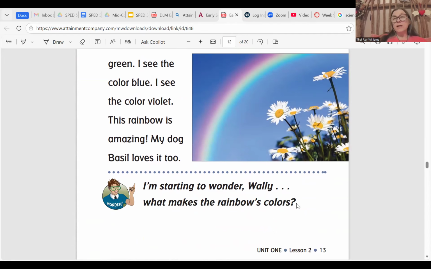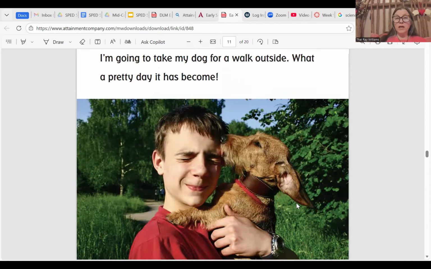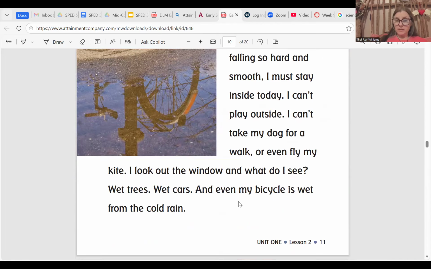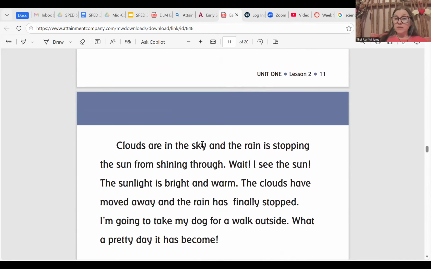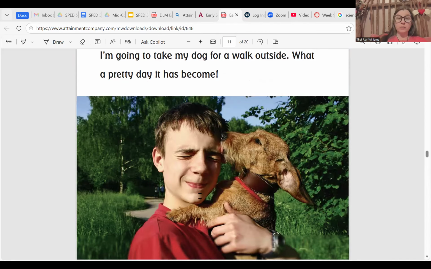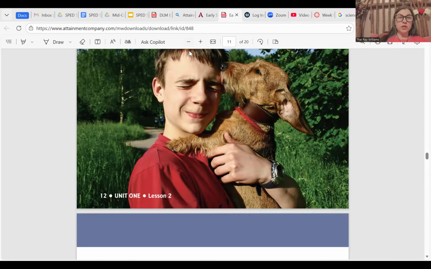And so you can see that story led up to that wonder question. And you can see it builds. Here it's talking about it's raining outside. Here it starts talking about the sky and the rain stopping and the clouds moving away and that the sun is shining through. So all of this is building up to what is needed to create a rainbow. So again, I just want to share that with you so that you could see another example of a wonder story.